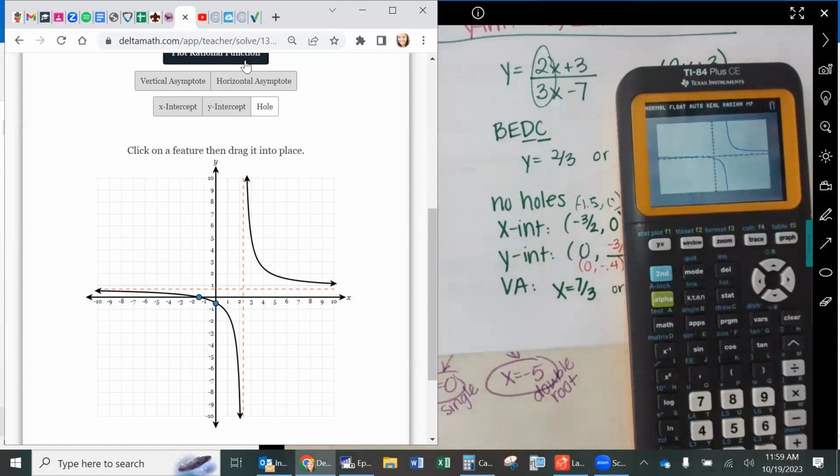Does your practice ask you to plot slant asymptotes? No. The only things you have to plot are vertical and horizontal. So if you get a slant, you'll see it in the picture, but you're not going to have to put it there. It'll be there on its own. Okay? You have the rest of class to finish. Ask me if you need help or if you need resets.